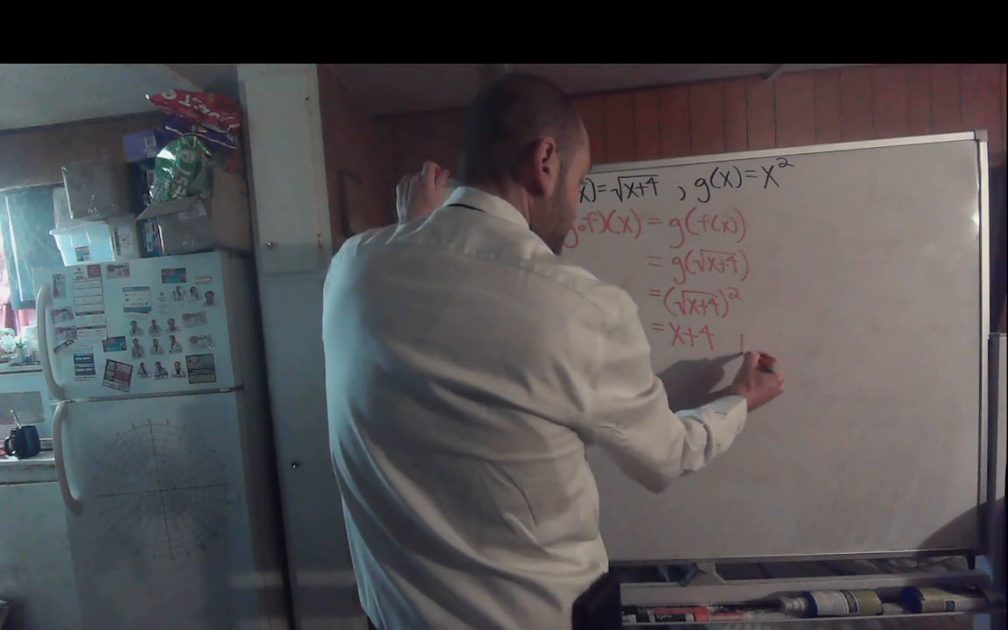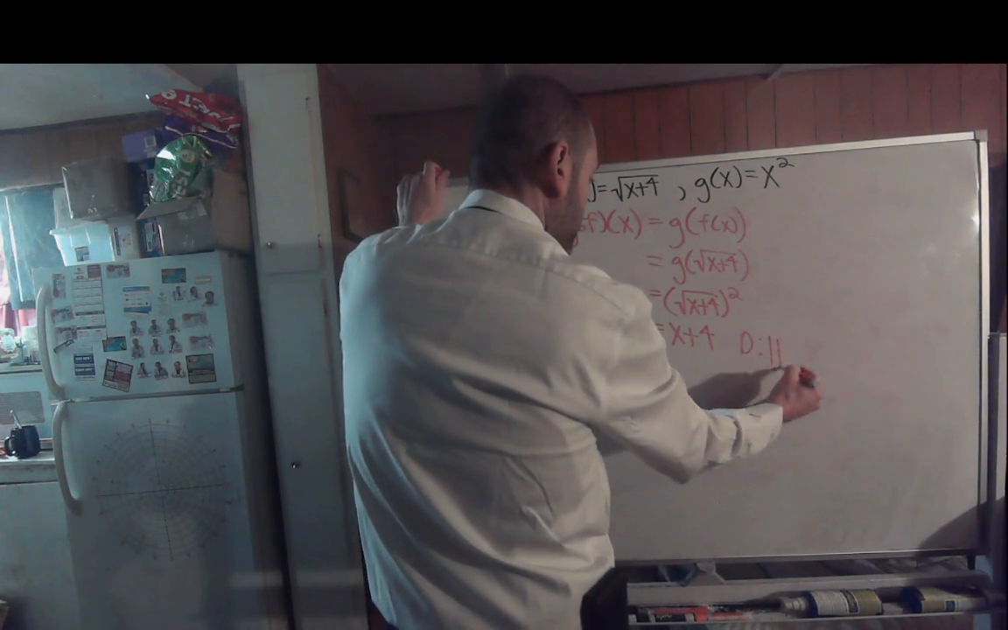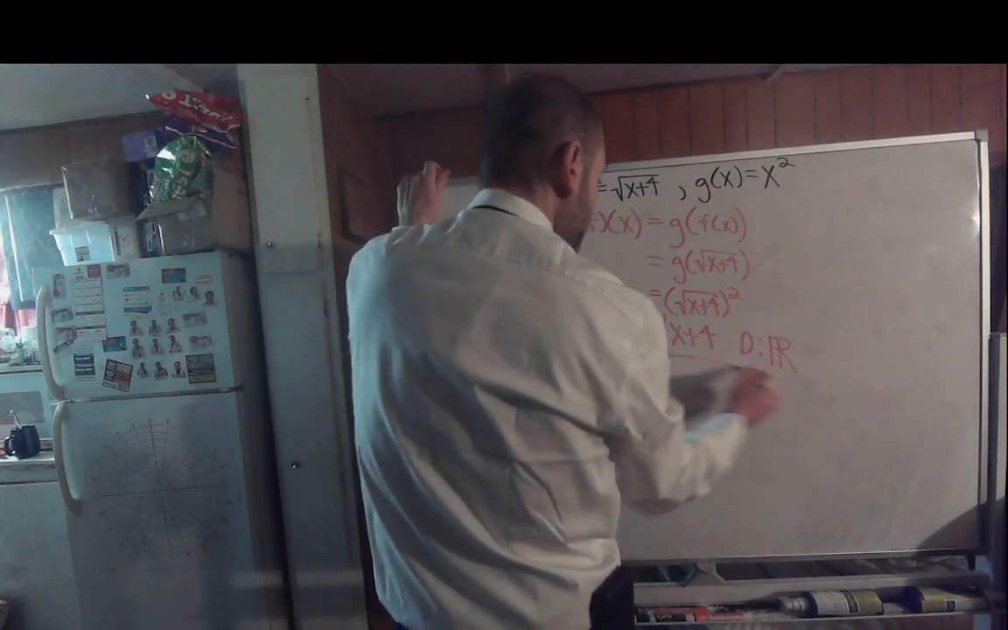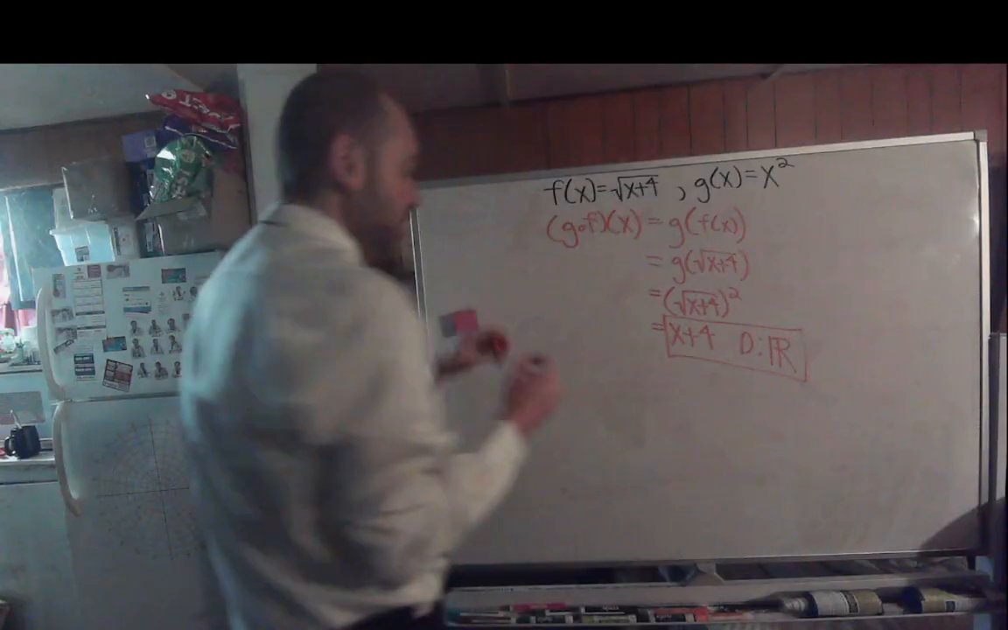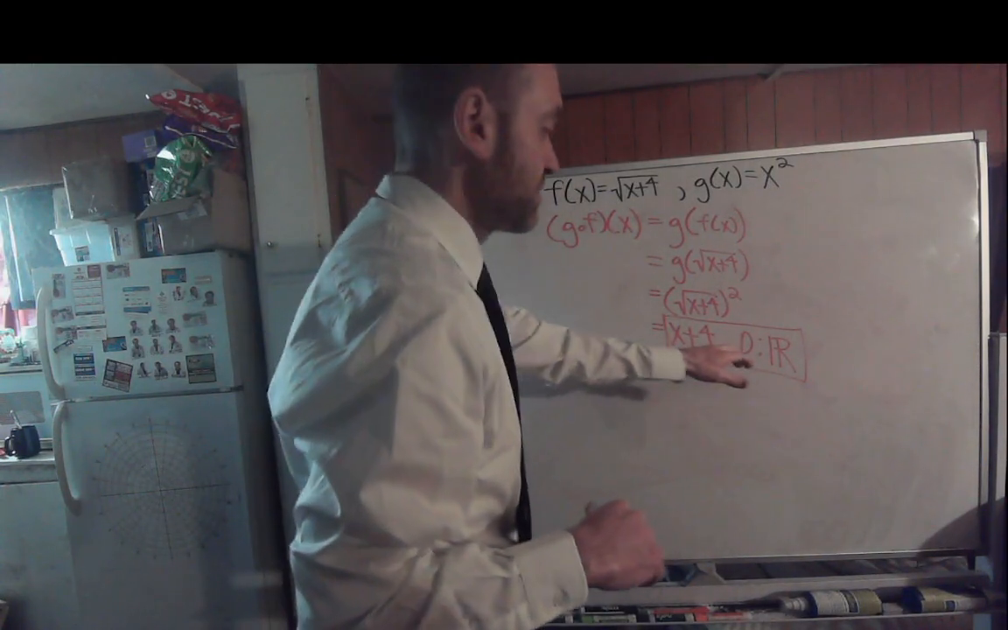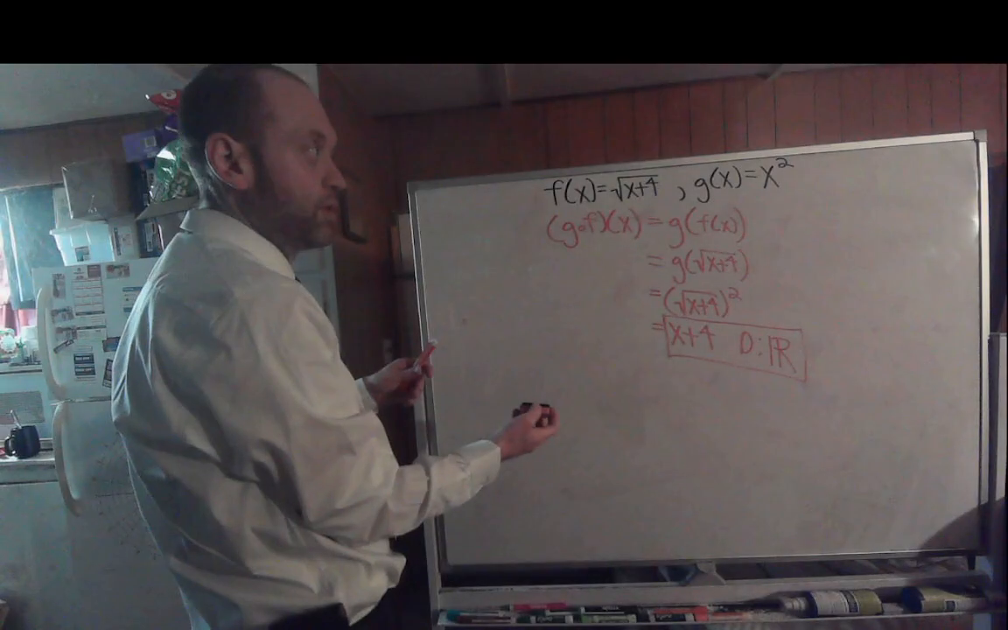And the domain is going to, of course, be all real numbers. Since it's a polynomial, your domain is automatically all real numbers. So you get x plus 4 with your domain being all real numbers.